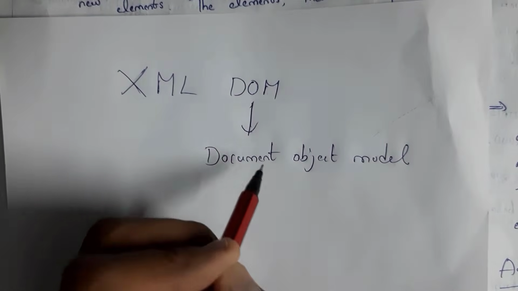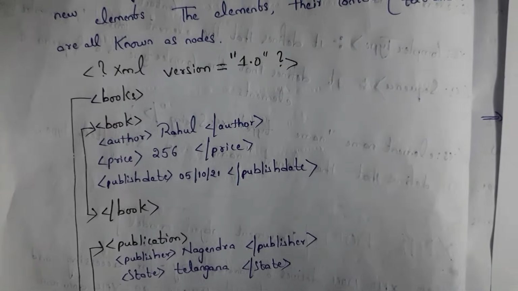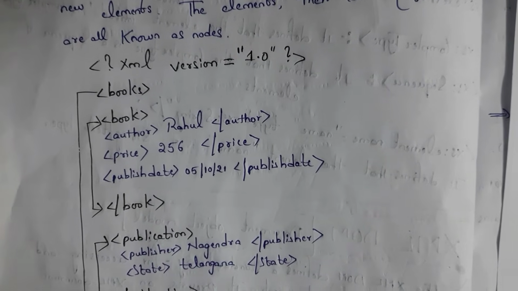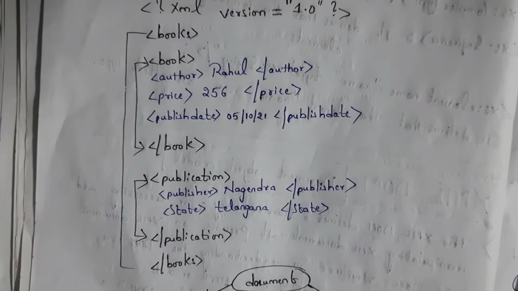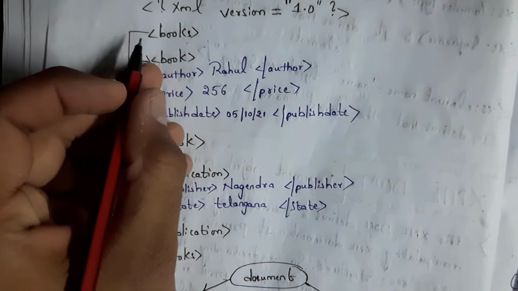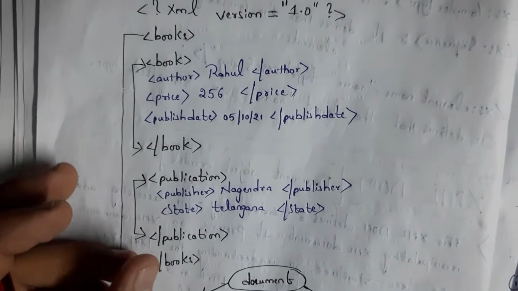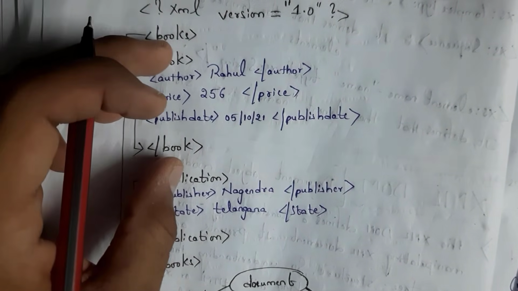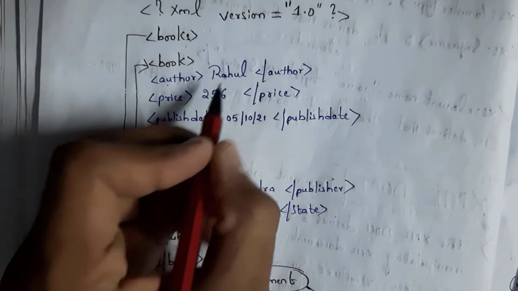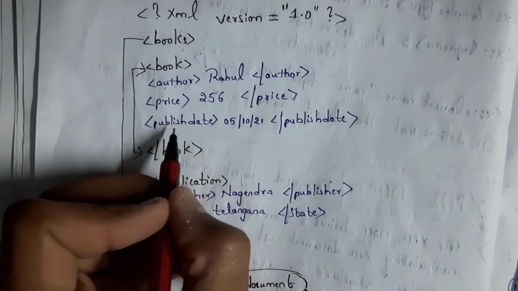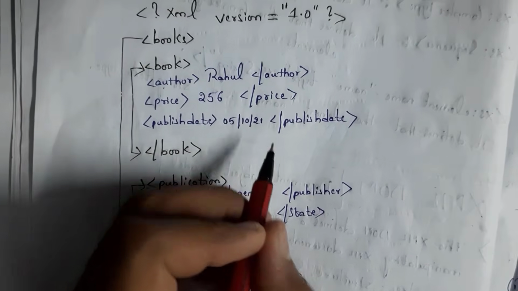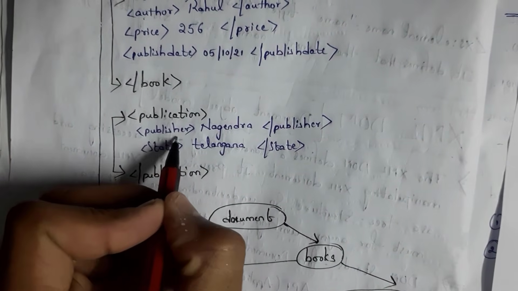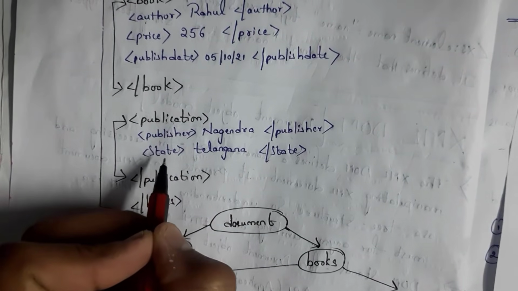Next topic is XML DOM. DOM stands for Document Object Model. If you want to represent your XML document in the form of a tree structure, we need to use XML DOM. This is a small program which I have written. Inside books, I opened two tags. The first one is the book tag and the next one is the publication tag. Inside the book tag, I wrote author as Rahul, price as 256 and published date as 5/10/21. And inside the publication tag, I wrote publisher name as Nagendra and state name as Telangana.